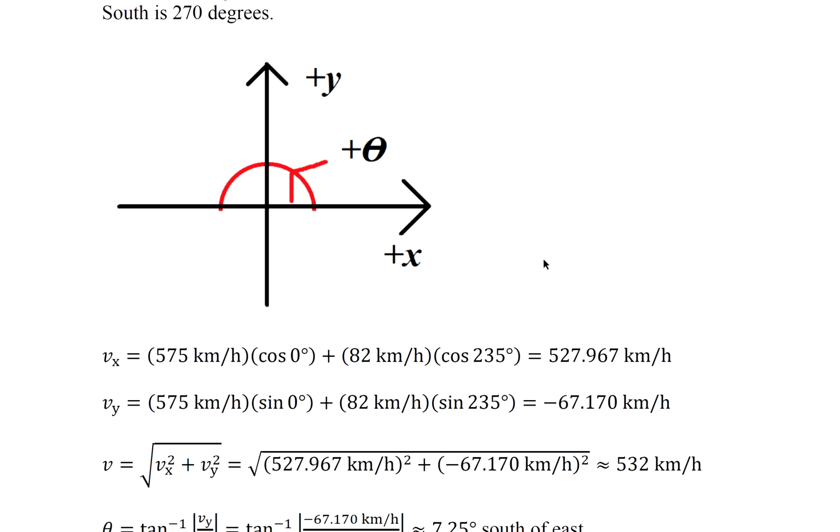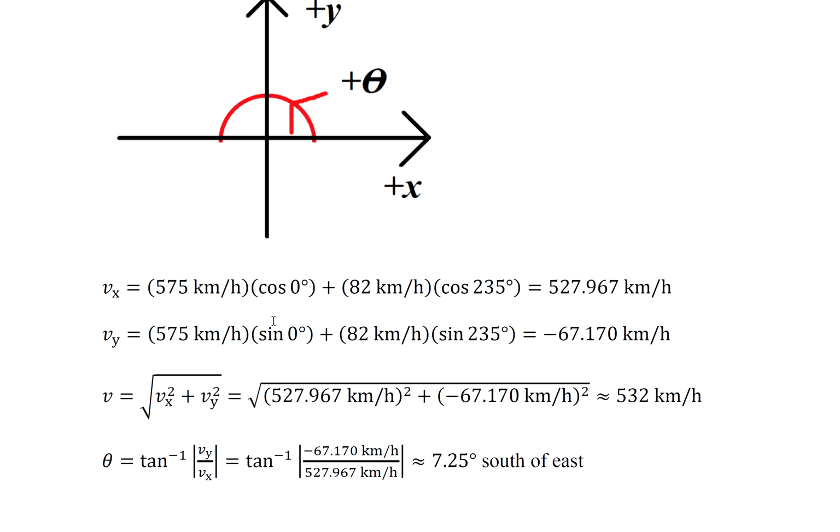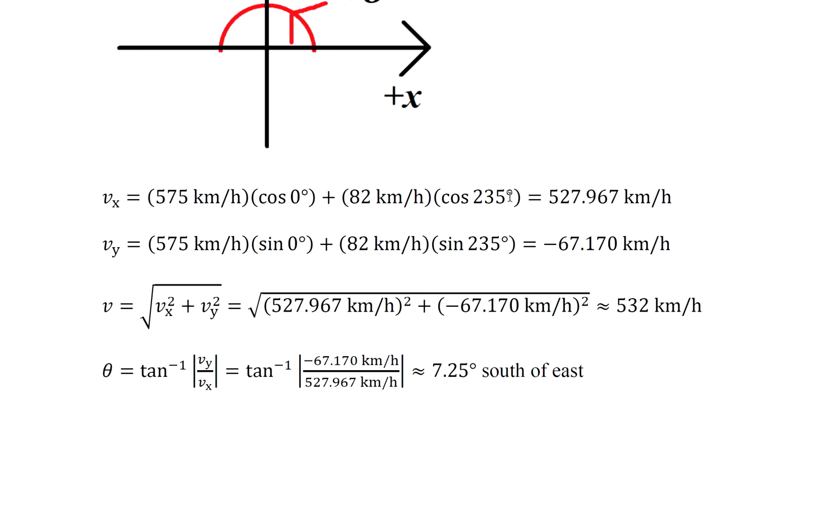Then v sub y gives us the velocity of the plane and the wind in the y direction. I just turned the cosine into a sine. Then finally we could take the magnitude. And then theta.